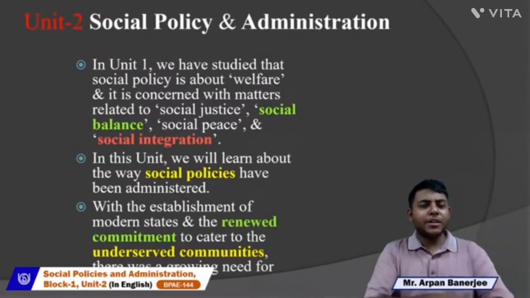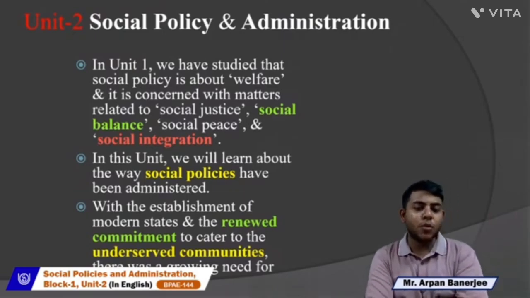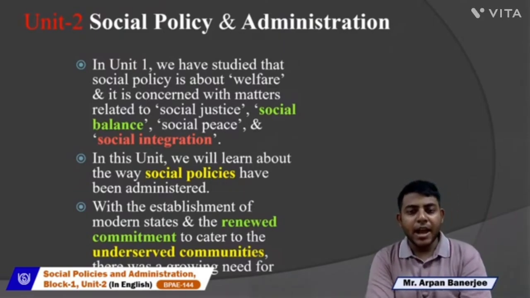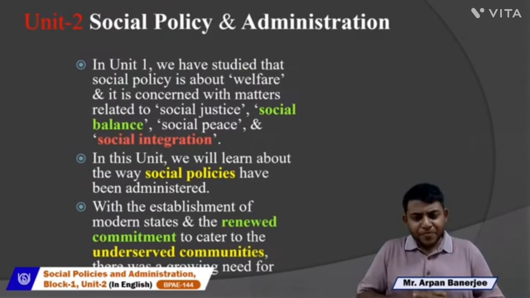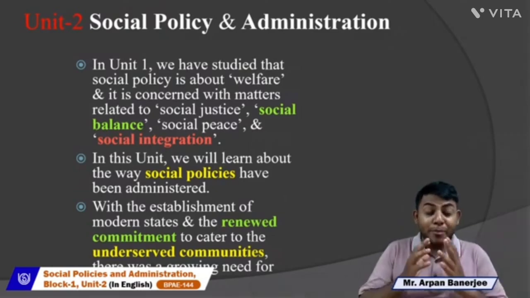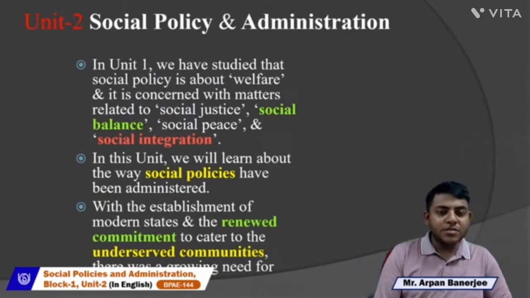So far in the first unit, we have studied that social policy is about welfare, and it is concerned with matters which are related to social justice, as well as social balance and social peace, as well as social integration. So that is what we have discussed in the previous unit.